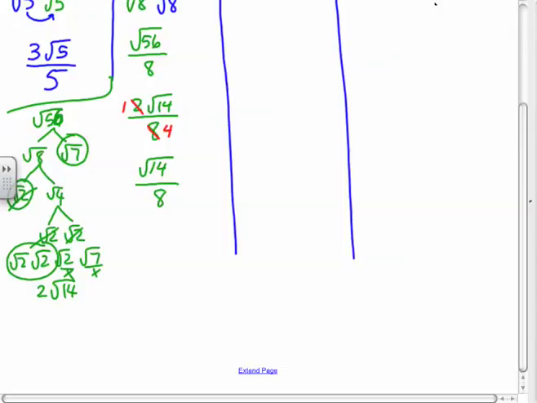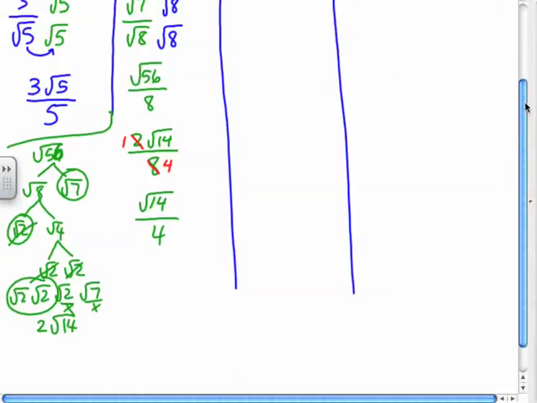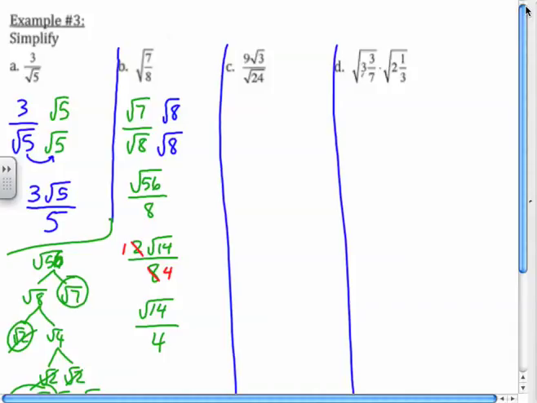Thanks, guys, for letting me notice this, that it's not 8 anymore. It's actually going to be 4 on the bottom since I canceled that. All right, I hope I can finish these, but let's see.